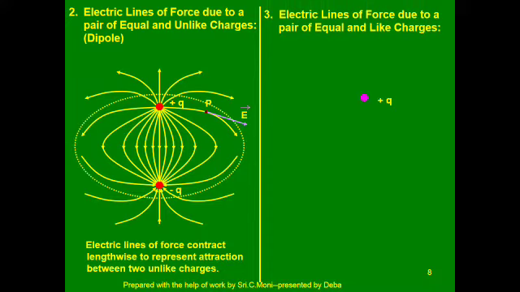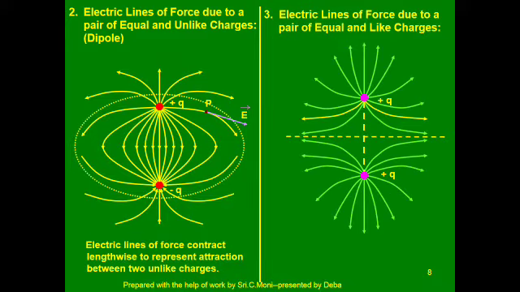Now we will be taking another case, electric line of force due to a pair of equal and like charges. Like charges means both of them are positive or both of them are negative. So here we are taking plus Q and plus Q. So the direction of the electric field line will be just as shown. There is a dotted line you can see at the middle. That will be the point where there is no electric field existing. That point N is also the neutral point.